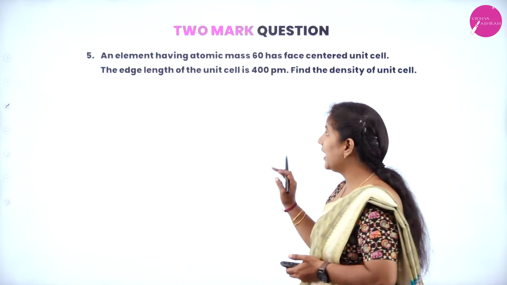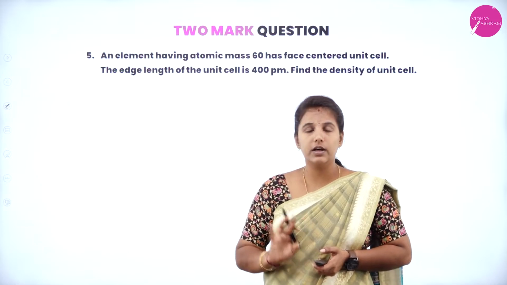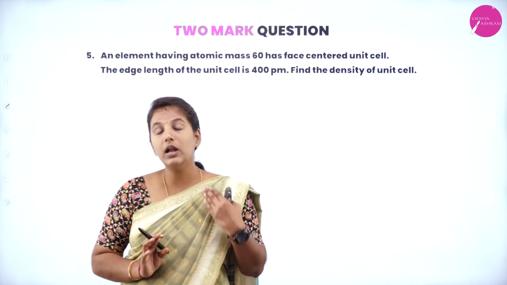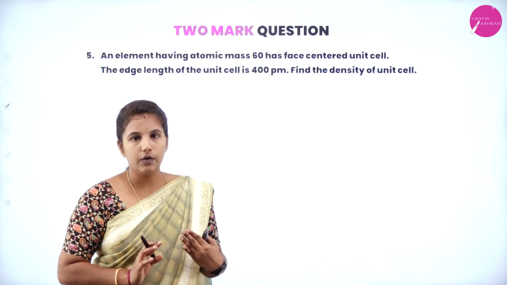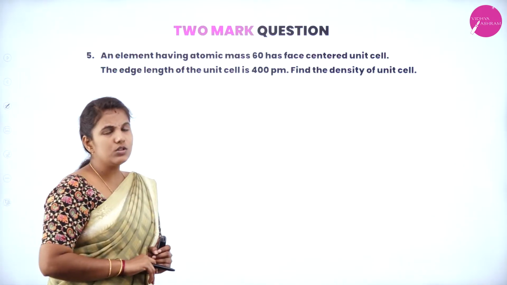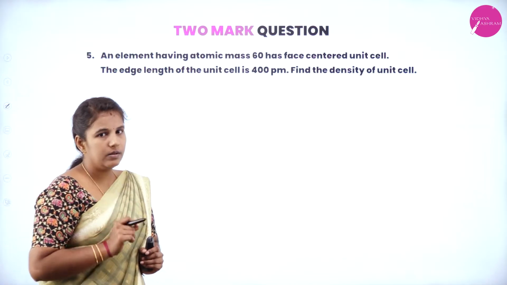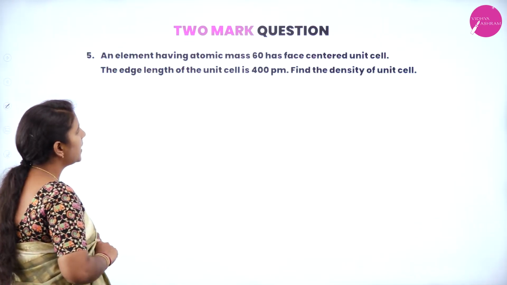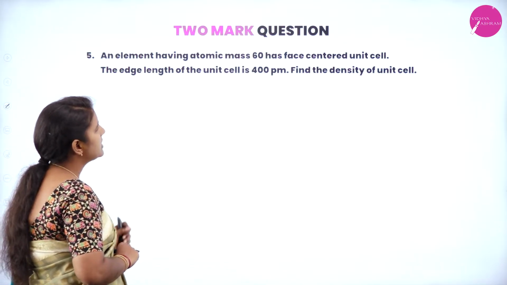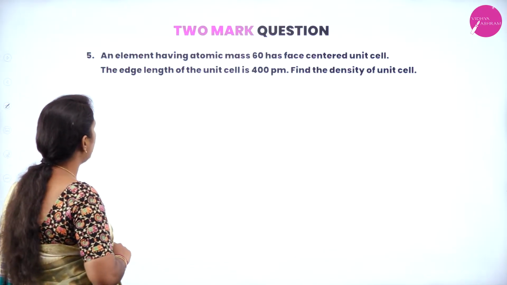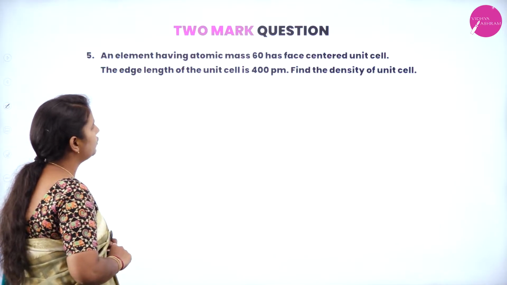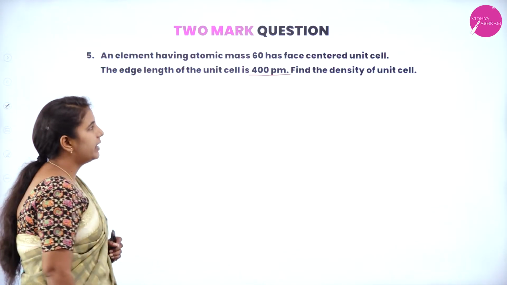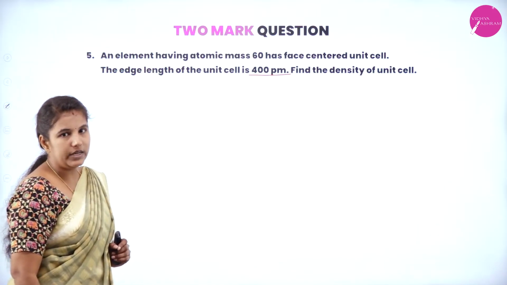And also we can expect a question from the density part, that is, we can expect one numerical also. Okay. We will see how to solve the density problem. An element with an atomic mass of 60 has a face-centered cubic unit cell. The edge length of the unit cell is 400 picometer. Find the density of the unit cell.